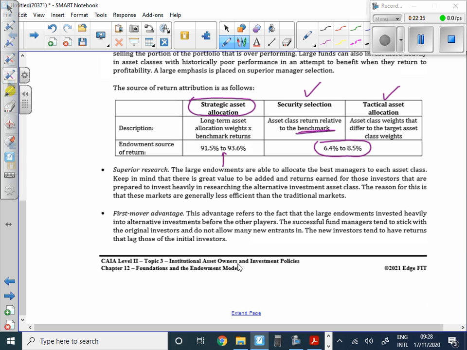Third point for success of the large endowments is what we call first mover advantage. The guys that get in first are generally the more successful players. Remember, when you invest with an alternative asset manager and you're the first guy in and you've backed him, you've shown confidence in him, he's likely to stick with you over the long term over the new entrants to the market. Typically what we say in terms of first mover advantage is the new investors into the market generally have returns that are below those of the initial investors.